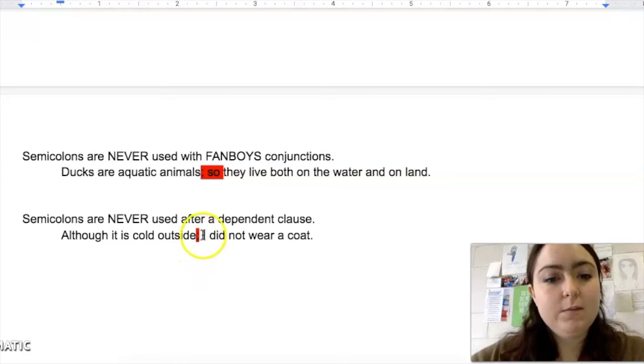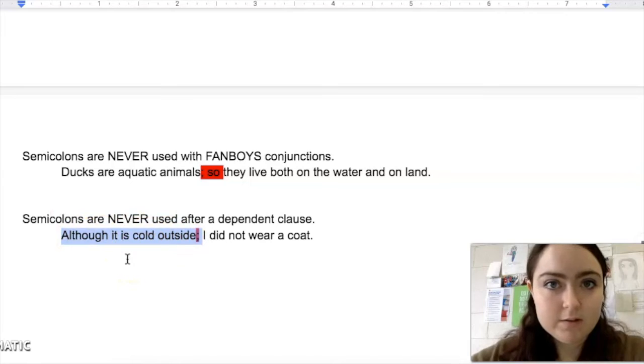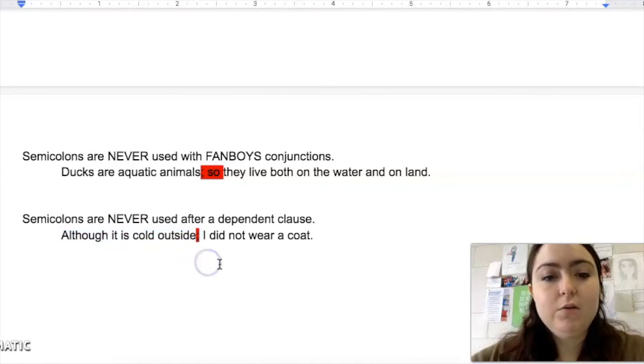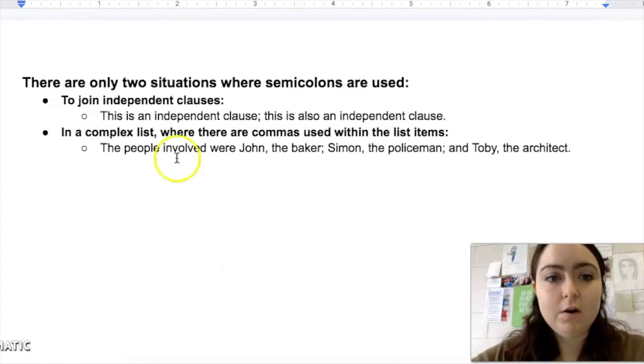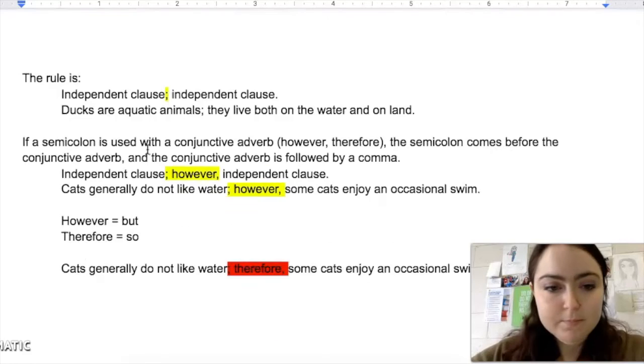Okay? If you use a semicolon in a situation like this, then you are implying that this is an independent clause or a complete sentence on its own, and that's incorrect. A semicolon is not something you just throw in willy-nilly to make your sentence look fancier. You use it in 2 specific situations, which are joining independent clauses, and in complex lists where there are commas within the list items.